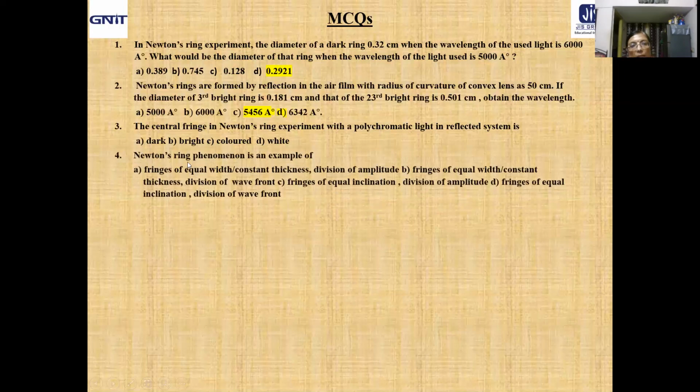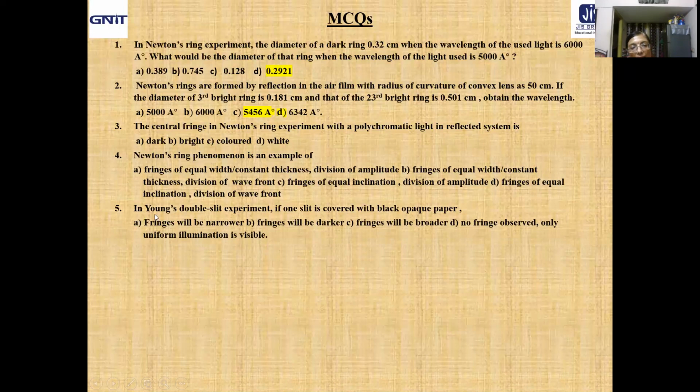Next question. Newton's ring phenomenon is an example of: fringes of equal width or constant thickness, division of amplitude; fringes of equal width or constant thickness, division of wave front; fringes of equal inclination, division of amplitude; or fringes of equal inclination, division of wave front. We have already seen that Newton's rings are an example of equal width or constant thickness as well as division of amplitude. Naturally, option A will be the correct one.